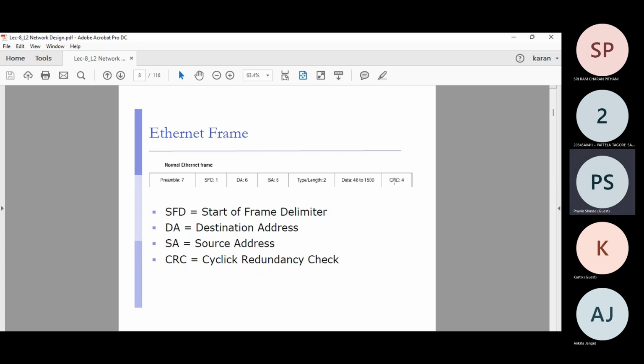CRC errors occur when the SFP or physical connectivity drops. It goes up and down. Why up and down? That is a power-level connectivity issue, or plug and unplug issues. So that is CRC checking.